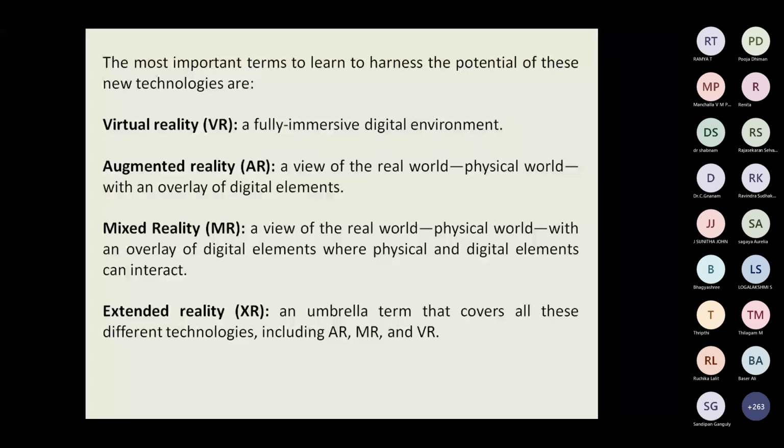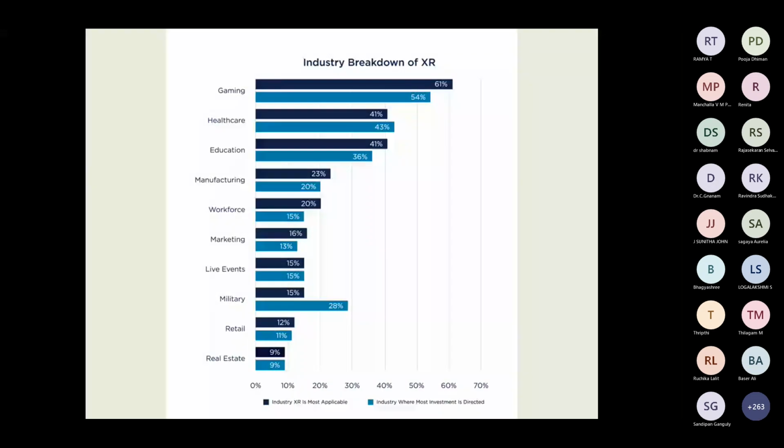So this is how it will be visualized, and some of the breakdowns of the industries that use XR are gaming, healthcare, education, manufacturing, workforces, marketing and some live events, and especially defense, military, and retailing options like Amazon and Flipkart. Really, they are doing amazingly. They are promoting their products and real estate. So somehow it will be open on the city sites.